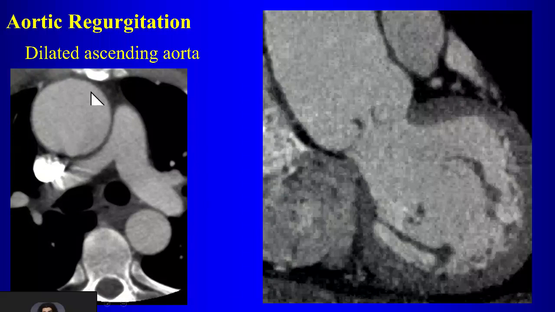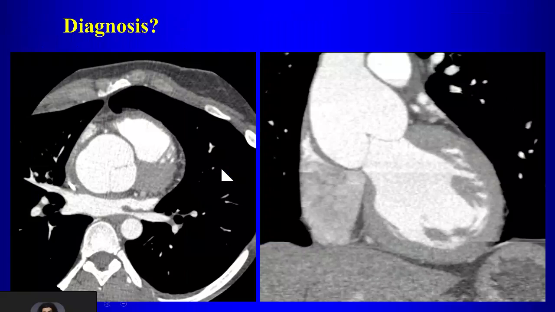Now, aortic insufficiency can also give you dilatation of the ascending aorta, right, as we see here. So that can occur with aortic insufficiency, and the descending aorta also. What's wrong with this person? Sinuses of Valsalva.